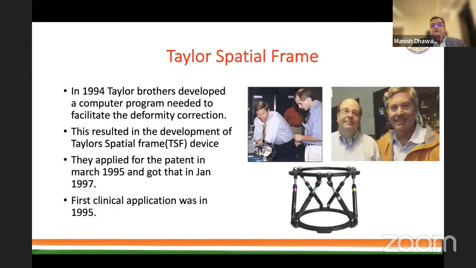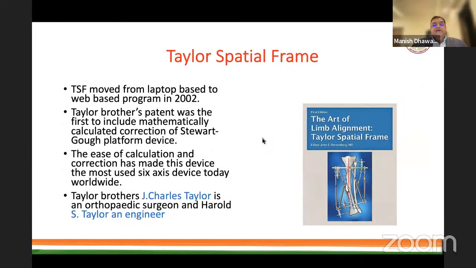The Taylor Spatial Frame was the first six-axis correction frame. The Taylor brothers devised this and were the first to use mathematical calculation for deformity correction. They applied for their patent in 1995 and got it in 1997. TSF moved from a laptop-based to a web-based program in 2002, so you require internet for this. Charles Taylor is an orthopedic surgeon, and his brother Harold Taylor is a mathematician and computer expert.